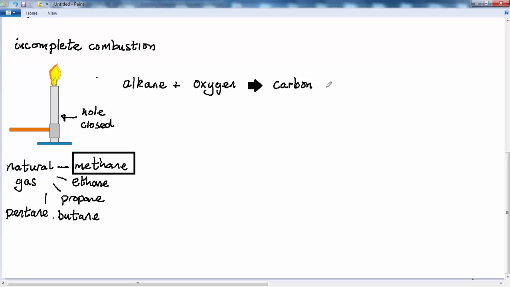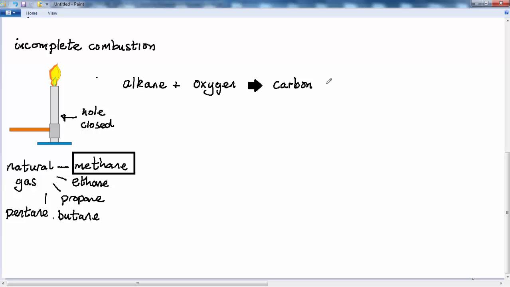So that's carbon. Now you'll probably remember that you can test this by taking a cold knife or a cold teaspoon and placing it in the flame, and you'll immediately notice that those particles of carbon start to condense on the surface of the cold metal, and that turns black. That will not happen when this hole is open and you get the complete combustion.